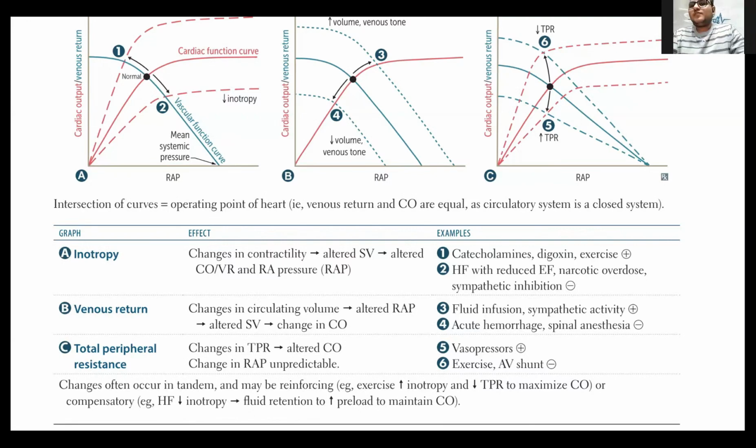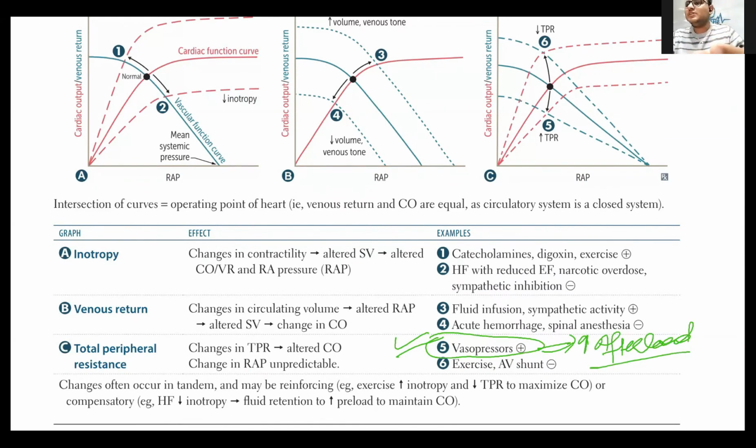Okay, so total peripheral resistance is determined by arterioles. When we give any drug that increases the resistance of arterioles, these drugs are vasopressors. Okay, vasopressor drugs. So when we give vasopressor drugs, what will happen? Total peripheral resistance will be increased. When total peripheral resistance is increased, as we discussed in yesterday's lecture, afterload will be increased.